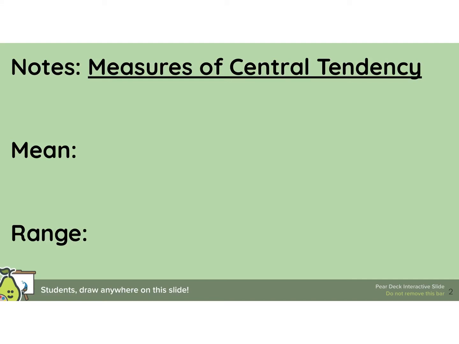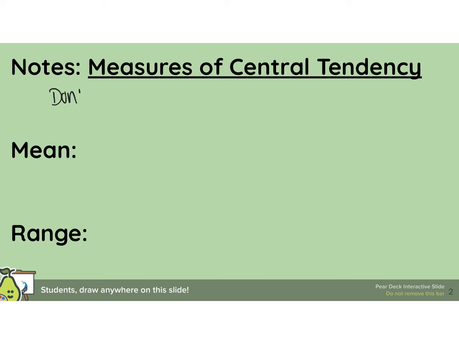All right, so we're continuing with our second lesson, learning about measures of central tendency. So we learned about median and mode, and today we're going to learn about the mean. The range isn't actually one of the measures, but we're going to learn about range as well. So when we found the mode and the median, we had to put the numbers in order from least to greatest. For the mean and the range, you don't have to do that.